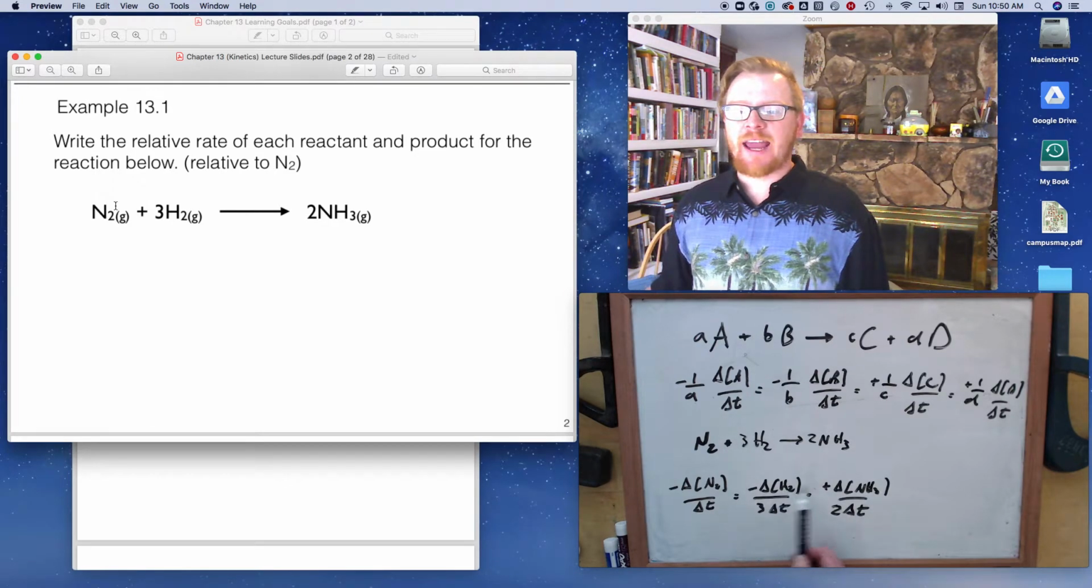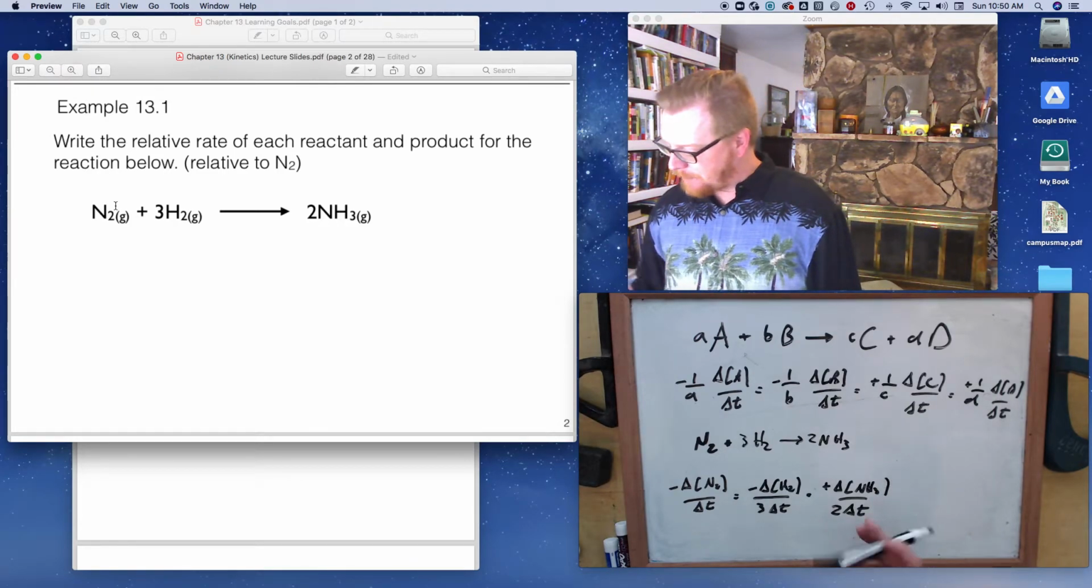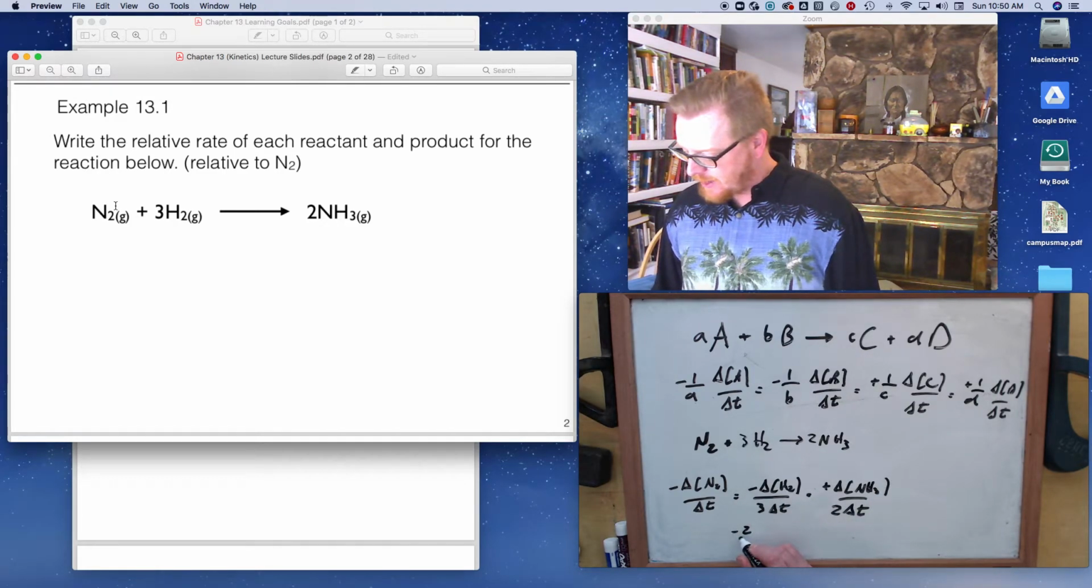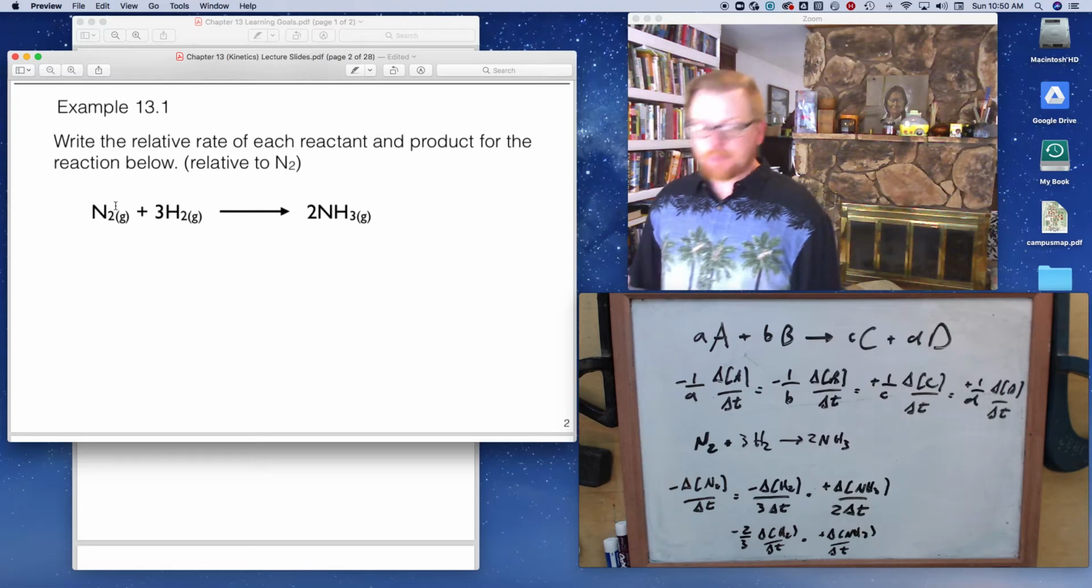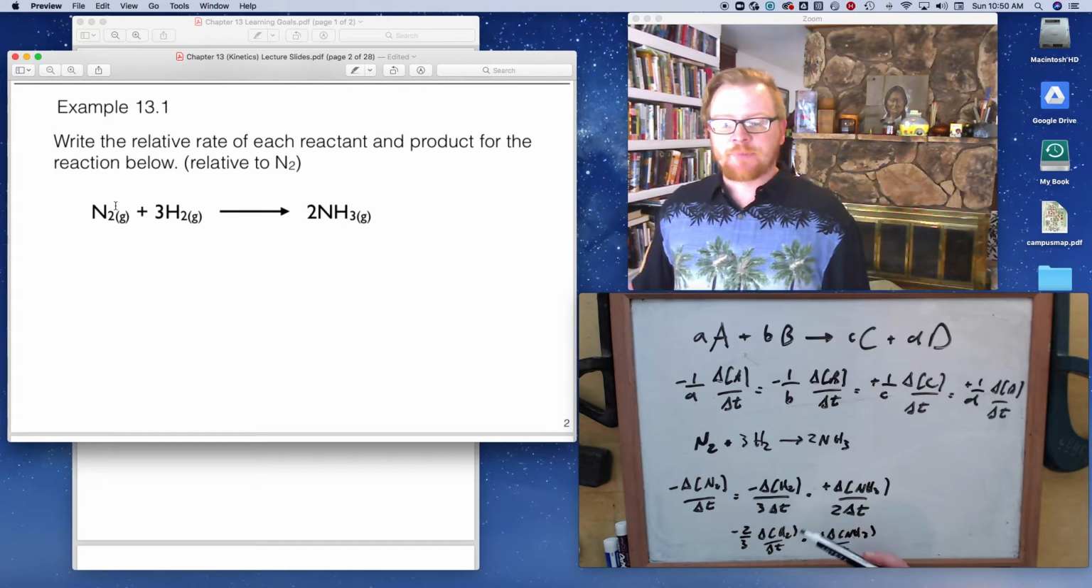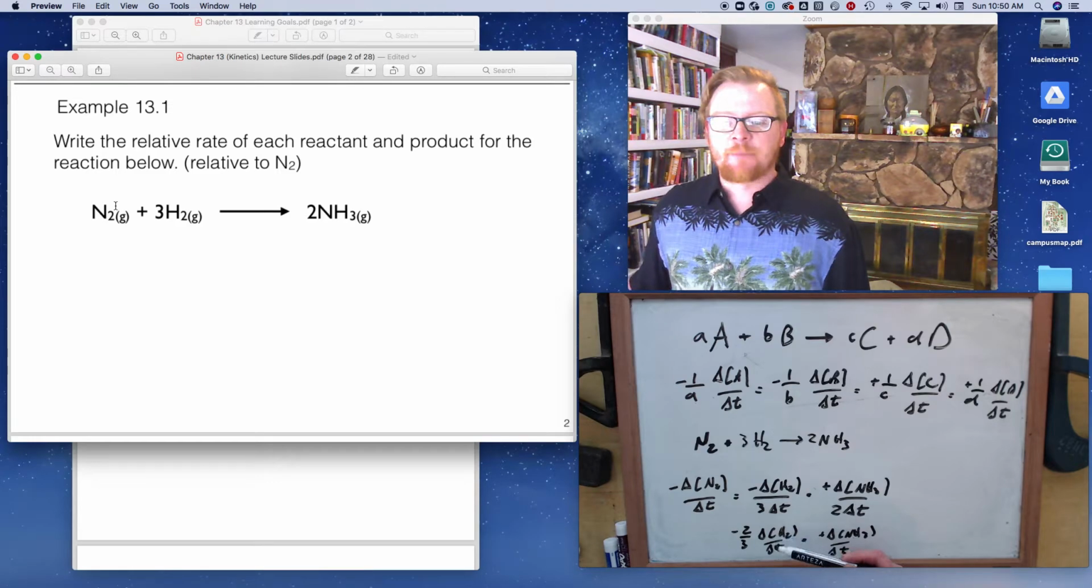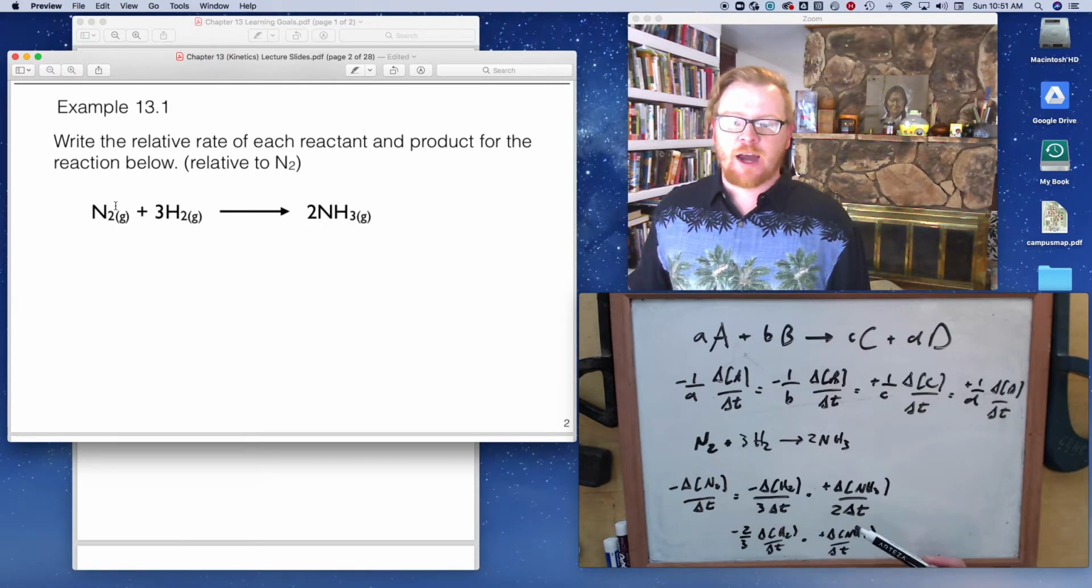And we could even relate how the hydrogen and the ammonia relate to each other, for example, by doing the following. I could say negative 2/3 delta H2 over delta T equals positive delta NH3 over delta T. And then now I could say that the hydrogen rate is 3/2 that of the ammonia rate, or I could say the ammonia rate is 2/3 of the hydrogen rate, right? It depends on which one you've got a coefficient of 1.